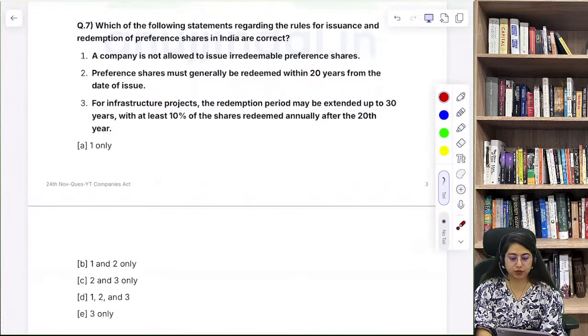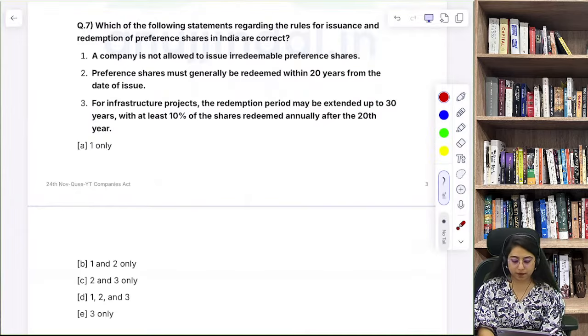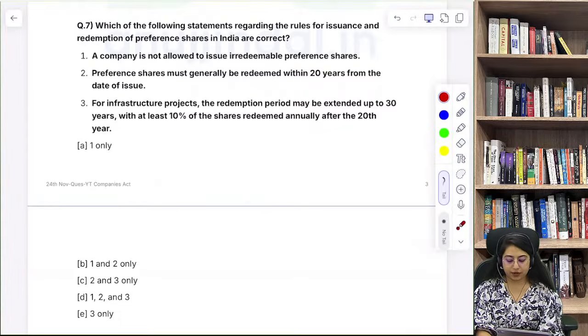Sixty days is mentioned for that. Absolutely correct. So question number 7. Very good, Rahul. The right answer is D. All three statements are correct.